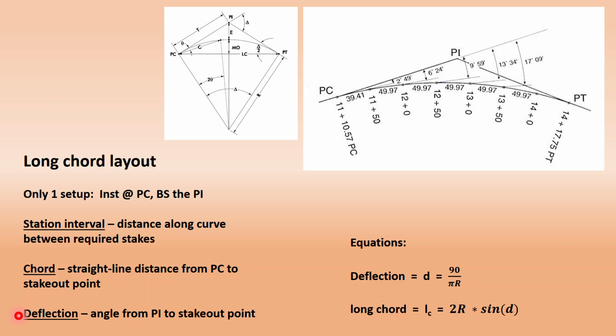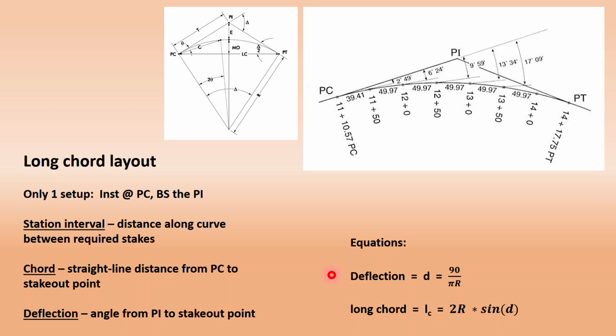And then the deflection angle is the angle that you're turning from the PI out to the stakeout point. Right? So your instrument's here at the PC, you're backsighting your PI, you're setting 0 for your backsight, and then you're turning a positive angle to the right, and you see these incrementally larger angles here. These are your deflection angles to these station points along this curve. And obviously, it makes sense that the further away you go along the curve from your PC, the larger a deflection angle you're going to have to turn.